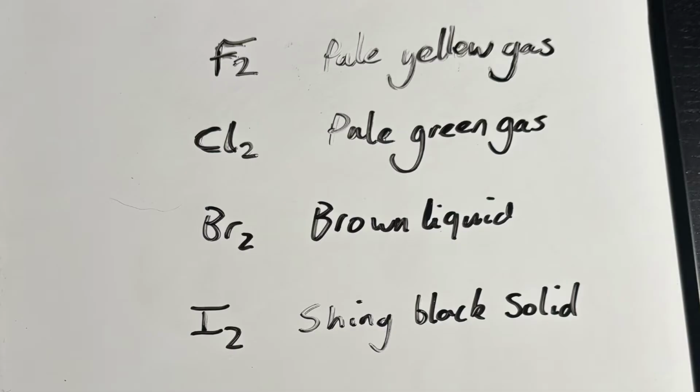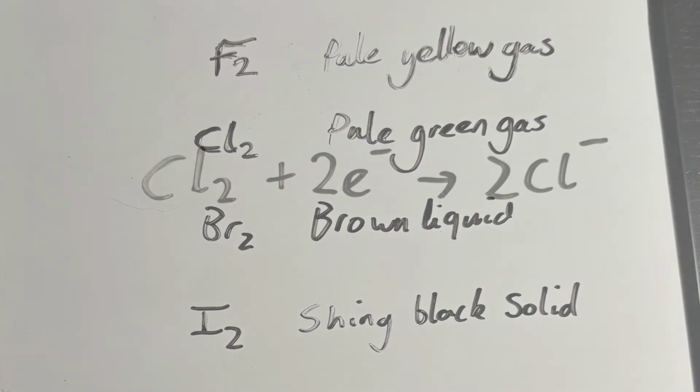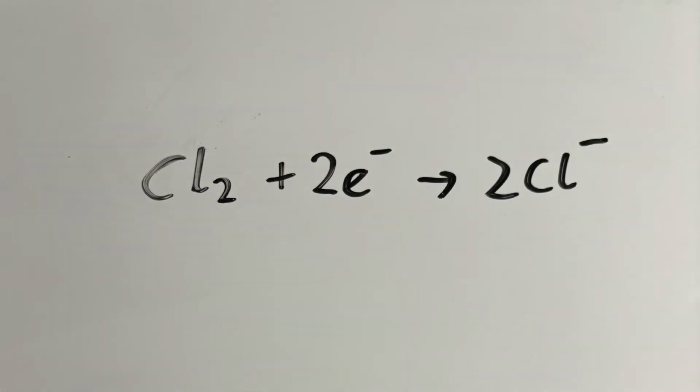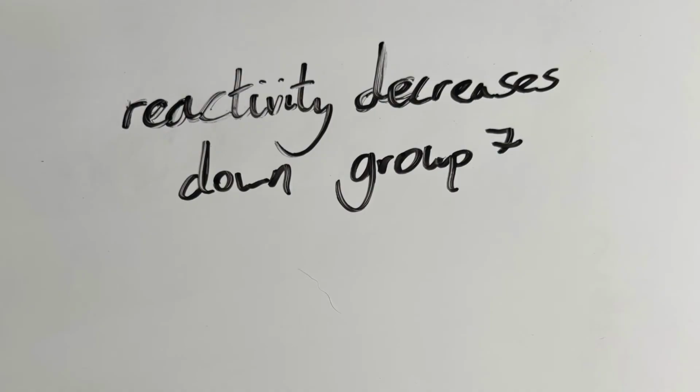Moving on, we have the halogens. Now, all of the halogens are diatomic, and melting point and boiling point increases down the group, which you can see here. Now group 7 form ions through gaining electrons, which creates negative ions, and so reactivity decreases down group 7 because it works in the opposite way to ionization energy, because instead of losing electrons, you're gaining them.